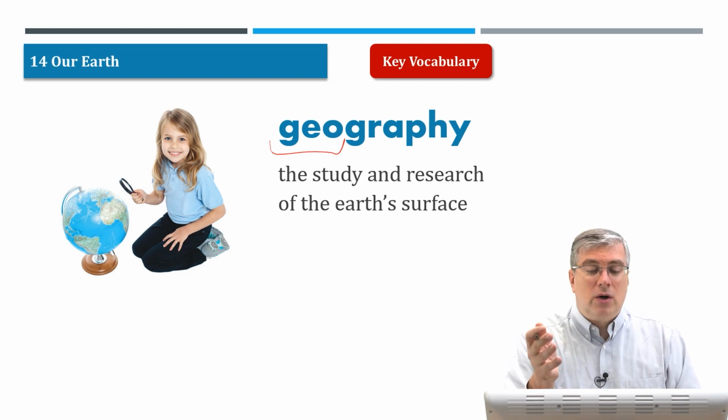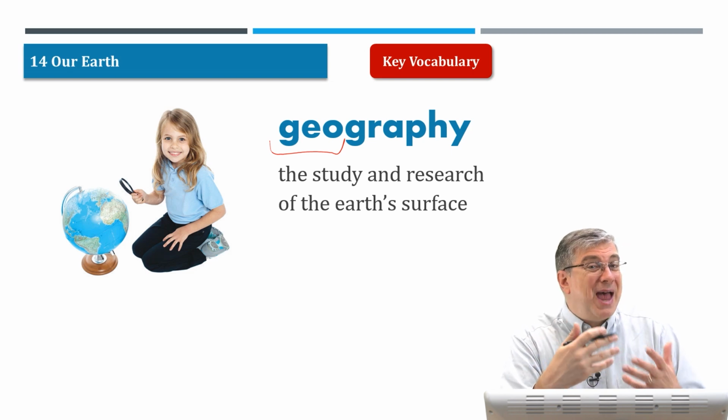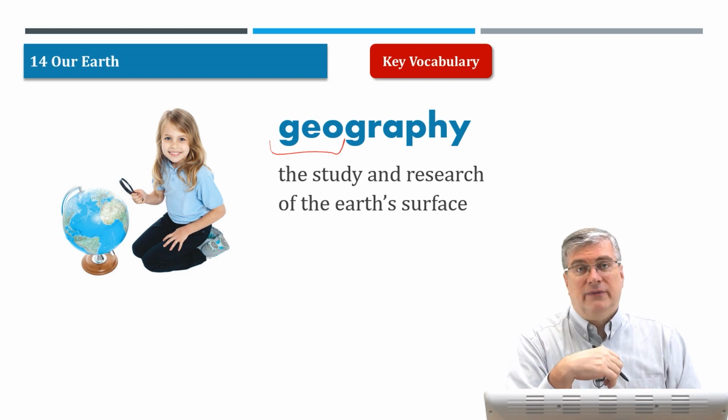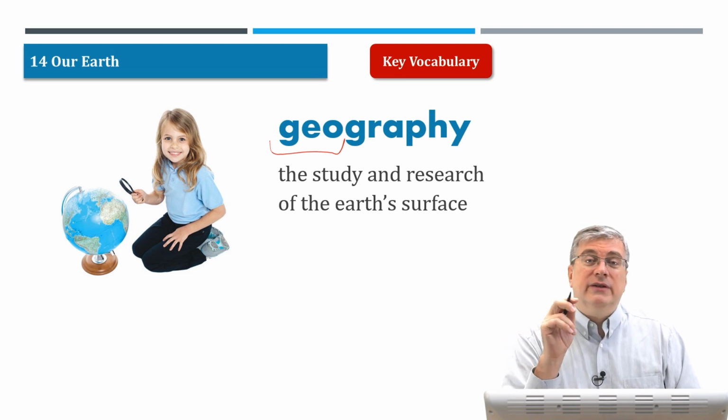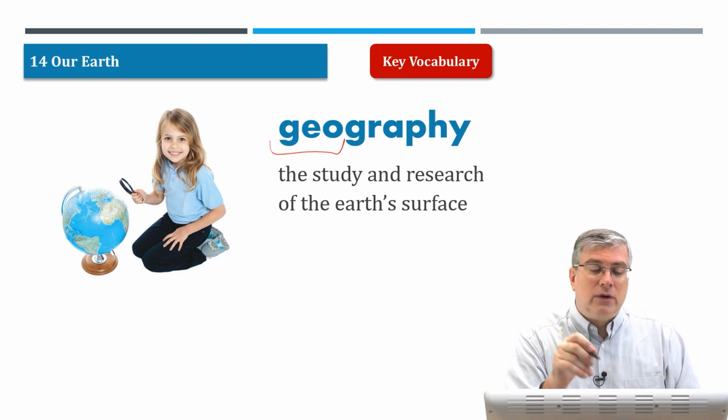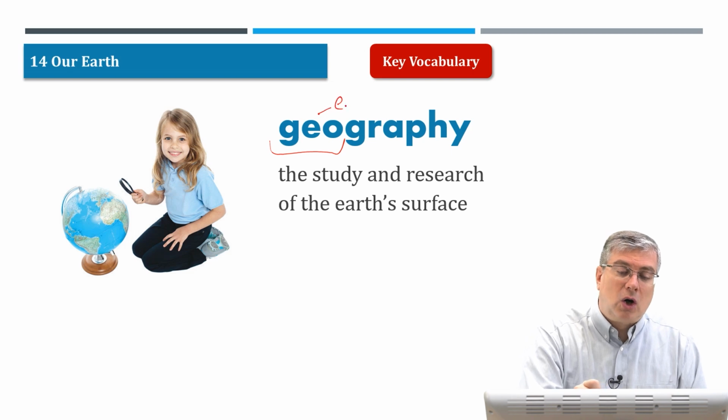For example, geography. Geography is the study and research and making maps of the Earth's surface. Geology is the study of the Earth. So geo means earth. Okay, good.